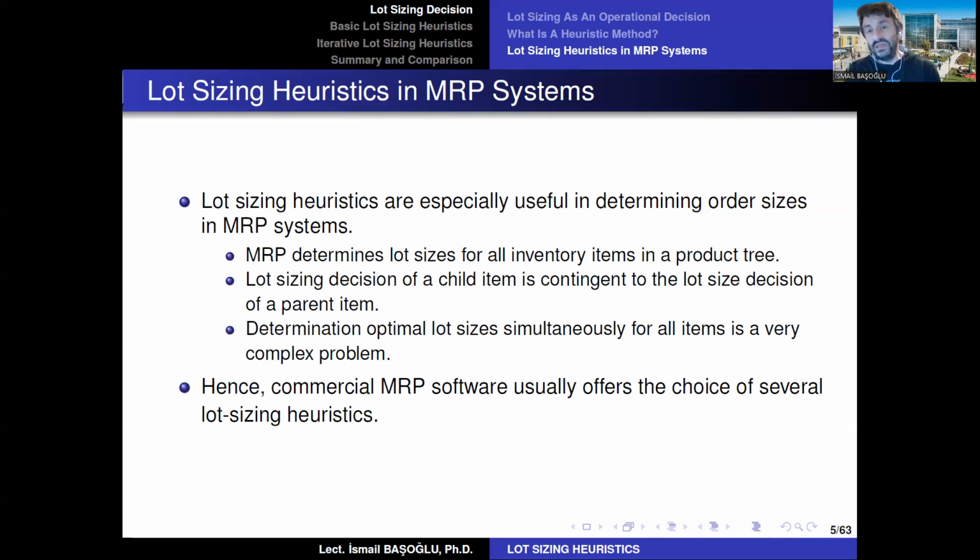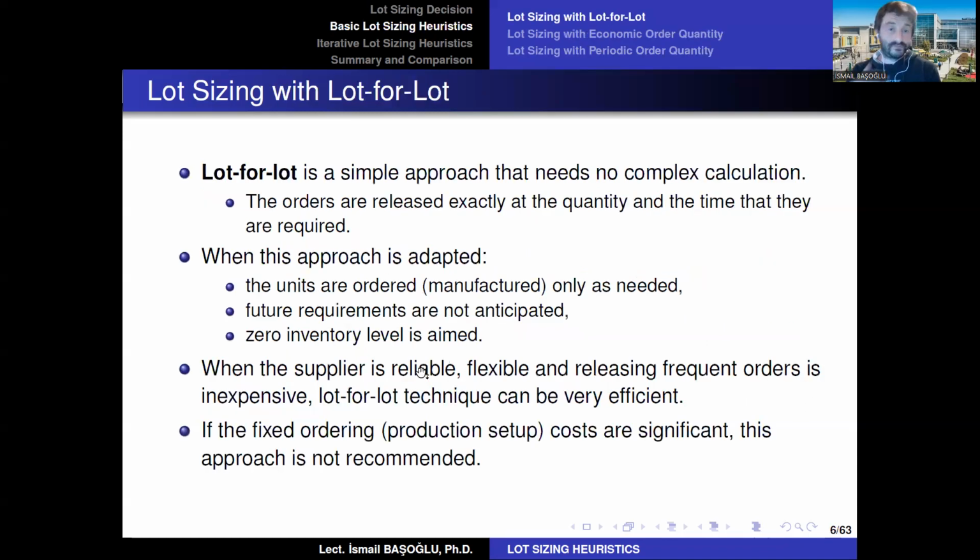So within the MRP software packages, they usually introduce some heuristics to yield you alternative solutions to the lot sizing problem, and all of them can be used for different types of demand patterns and parent-child relationships in the bill of materials. We are going to start with the simplest of these heuristics, the lot for lot heuristic, in the next video. So we are going to see each other in the next video.